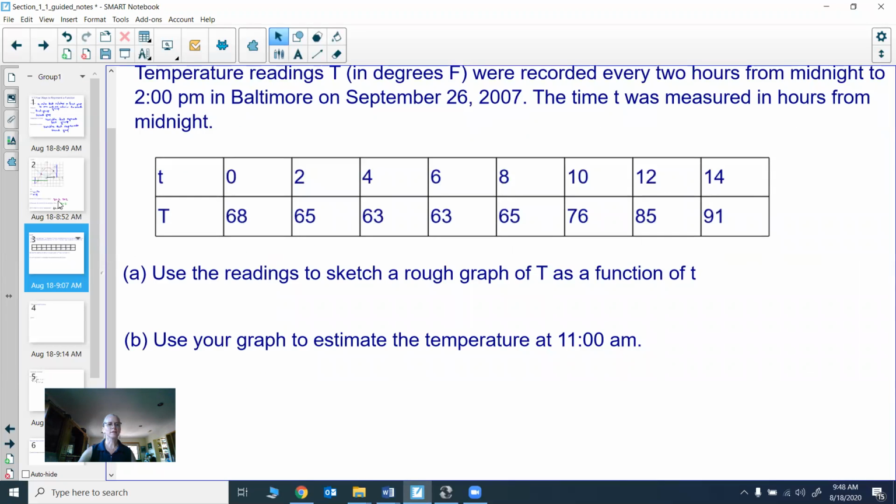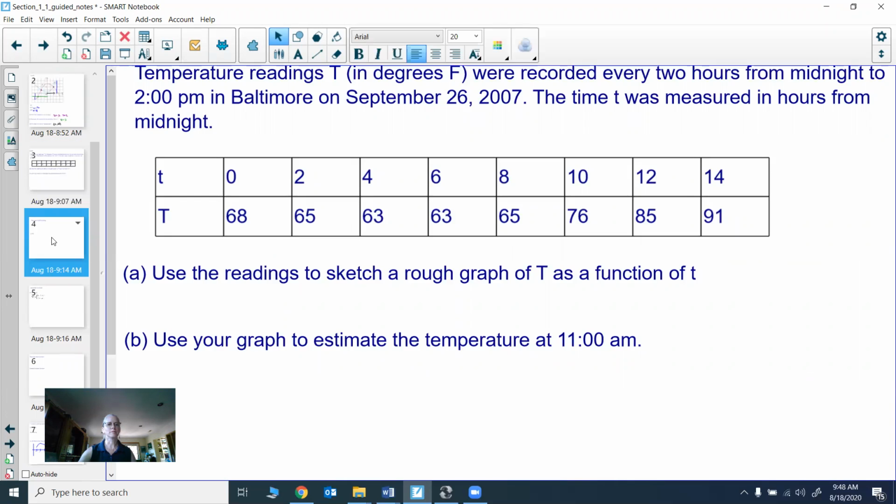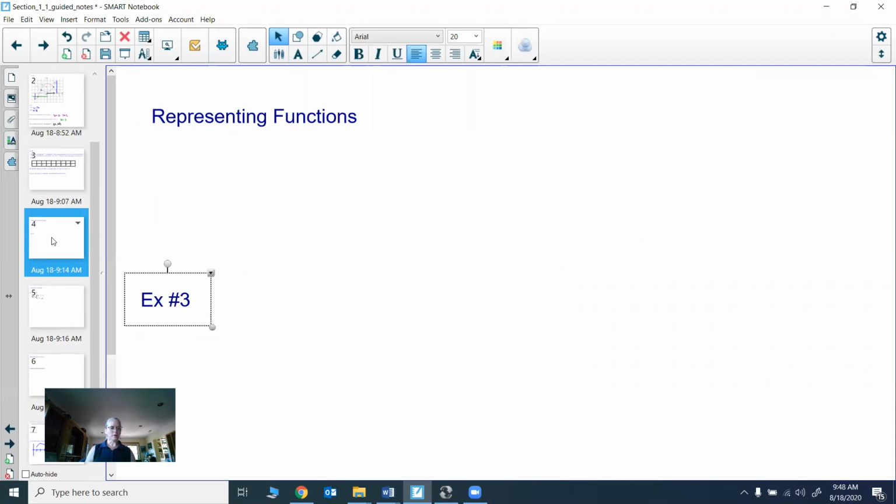All right, so that's another way to represent functions and deal with it. So this is where I want to start talking about representing functions. We actually represented functions in 3 out of the 4 ways with this example. So the way we represent functions, we saw them, we actually represented them numerically.